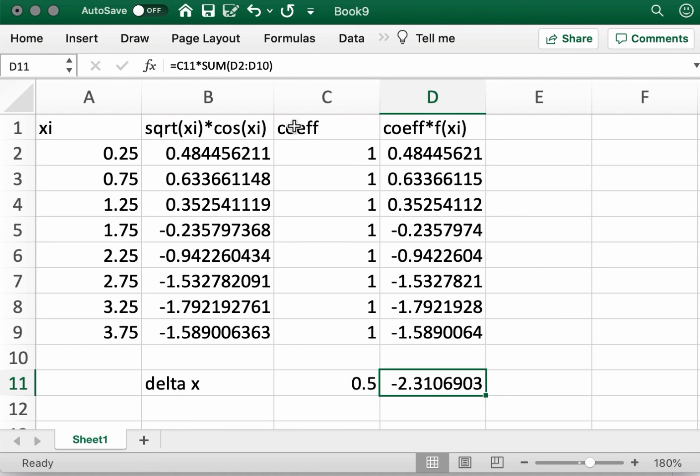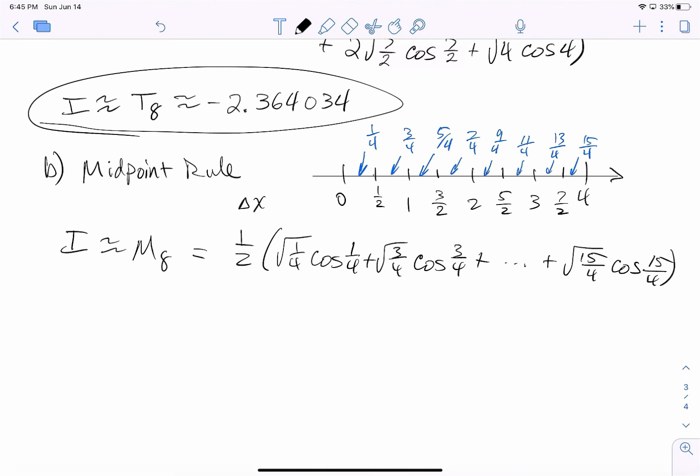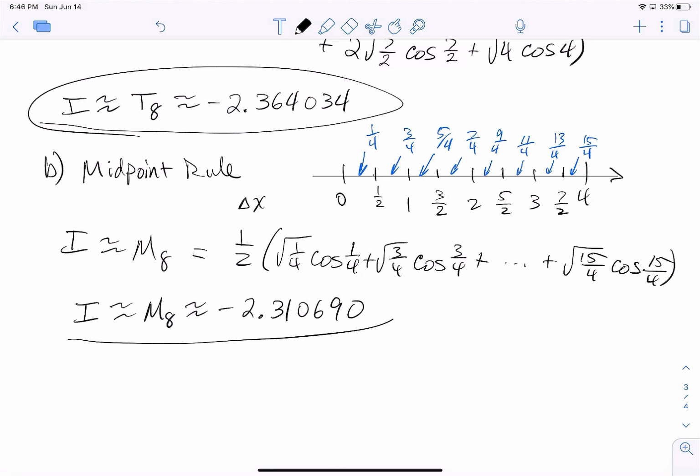So Excel not only makes it easier to perform repeated computations, but it also makes it easier to make some changes and generate an entirely new computation. We can go ahead and write down this answer now. I, which is approximated by M sub 8, is approximately negative 2.310690, and that's to 6 decimal places. And we see that there's some discrepancy here in the two values, but they're close-ish together. But we knew that there was going to be some error.